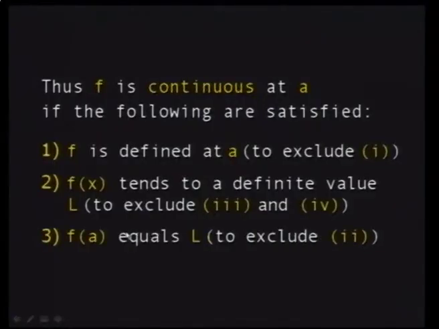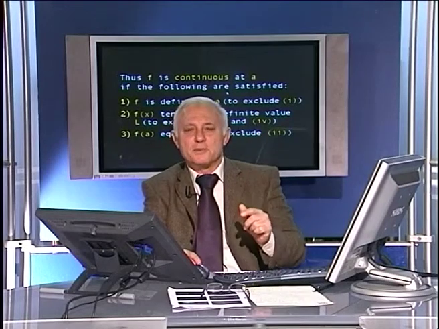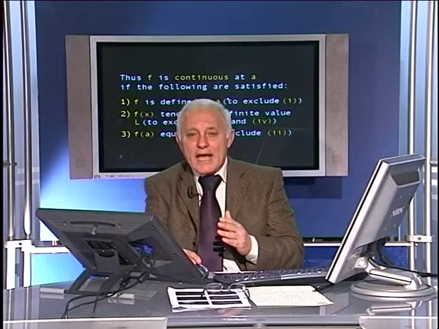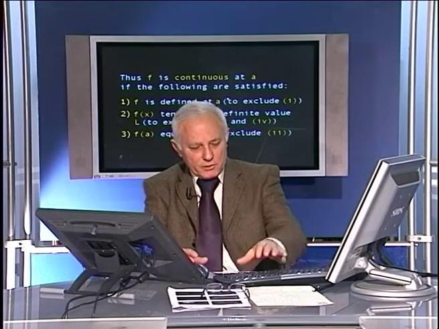And if f of a equals L, which is the third step in checking the continuity of f, if the limit is equal to the value of the function, then you can exclude the second type of discontinuity. So in other words, if you do the 3 steps in the sequence we showed, then you can exclude the 4 types of discontinuities, and in which case the function becomes continuous.